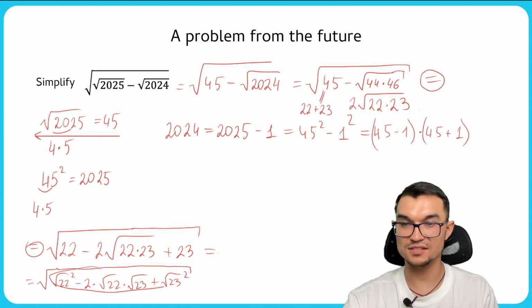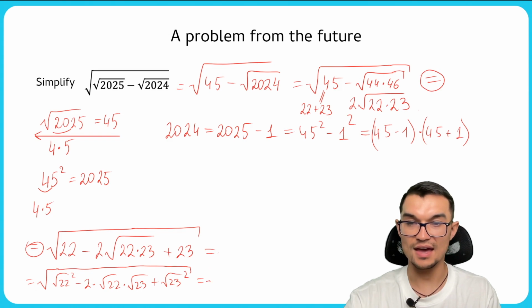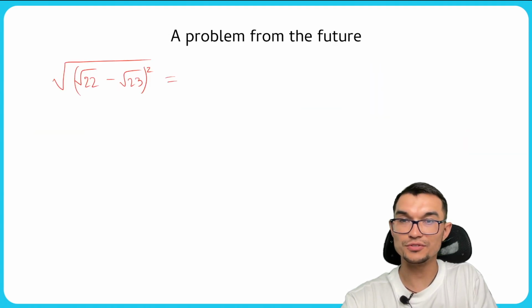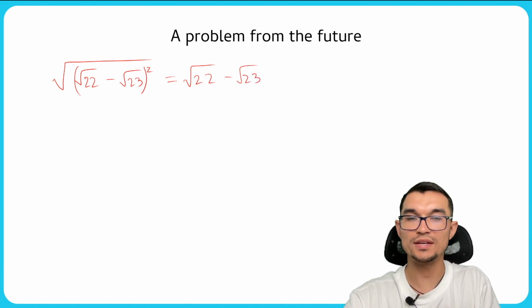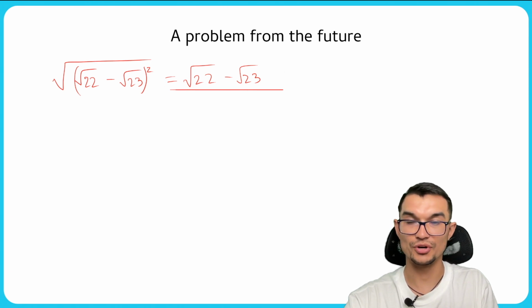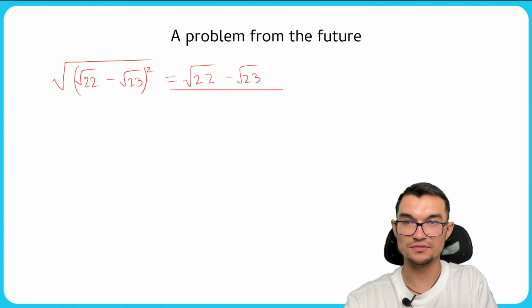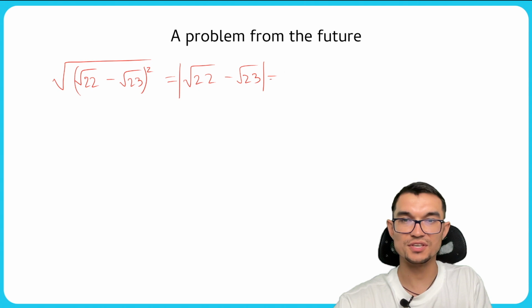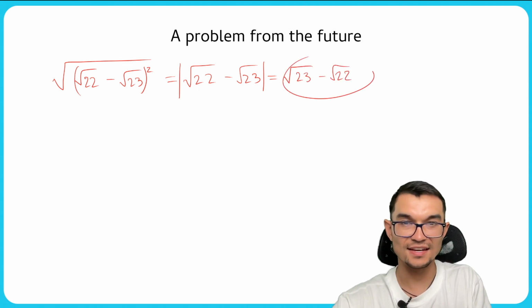So this is a perfect square. And we finally have the square root of the square root of 22 minus the square root of 23, squared. Right, and it is all equal to the square root of 22 minus the square root of 23. But wait a minute, this is actually a mistake because that is a negative number. And a square root cannot be negative. So actually, this root of a square is by definition the absolute value of that number, which is equal to the square root of 23 minus the square root of 22. And that is the answer.